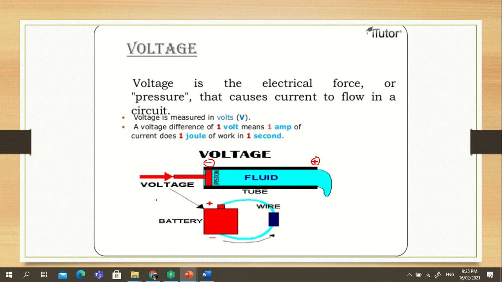Similar to the voltage, we have here the positive part of the battery, or the pressure, or the electromotive force, and this is the negative part. So the current flow will be from negative to positive. It will flow like this. So this is our current I. So remember that, current flows from negative to positive.